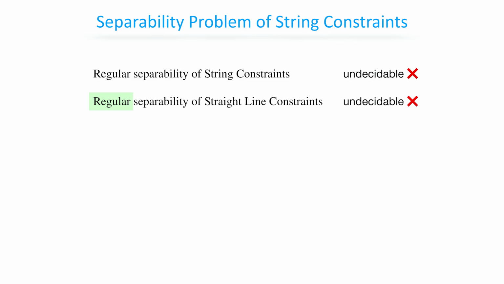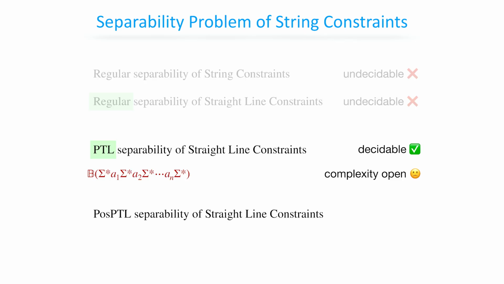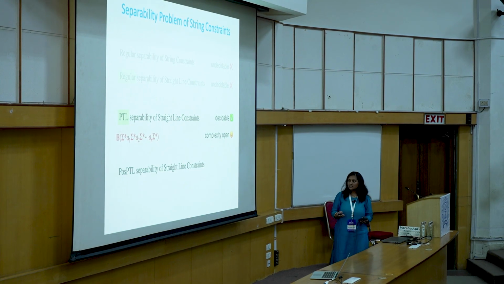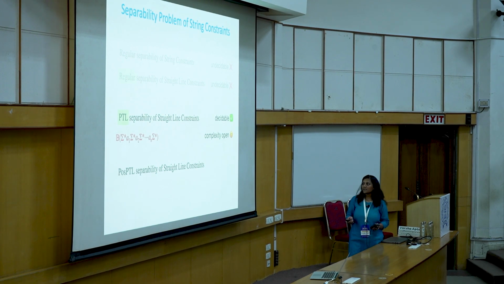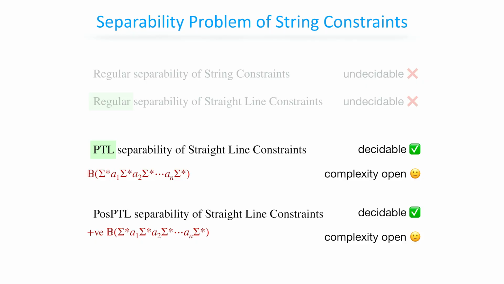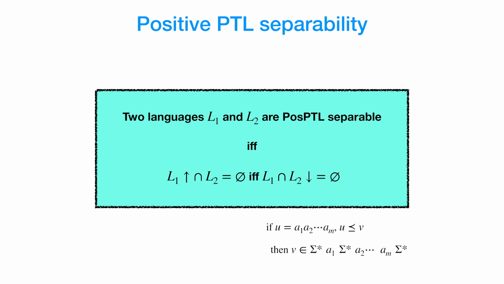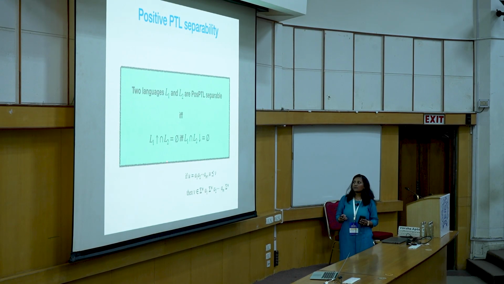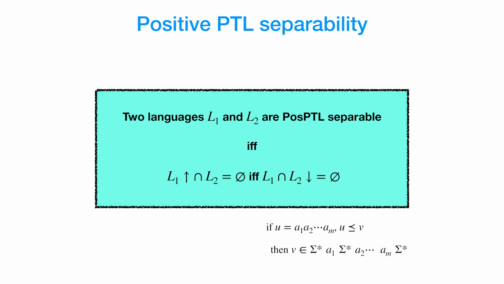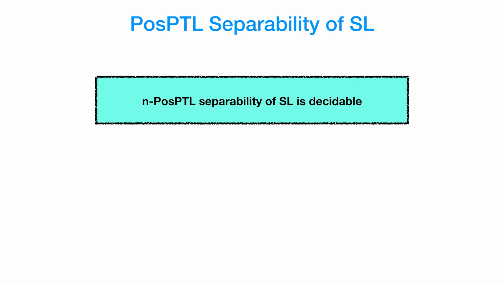Yeah, I'll quickly talk, I'll not go into detail, but we have also explored another separator class called POS-PTL. It is a positive Boolean combination of piece languages, and we have shown it to be decidable. For that, we have a very elegant proof which says that two languages are POS-PTL separable if and only if the upward closure of one is disjoint from the other, or if and only if the downward closure of one is disjoint from the other. It's quite simple. We have made it quite simple.